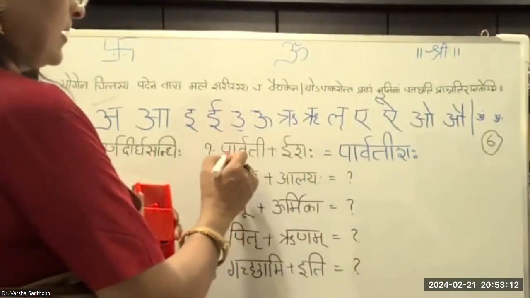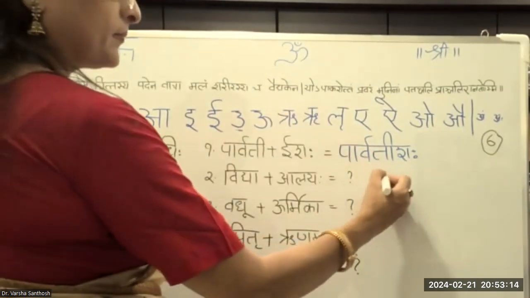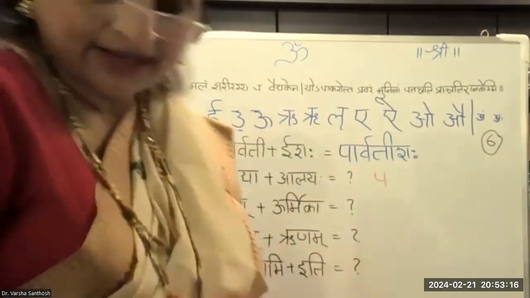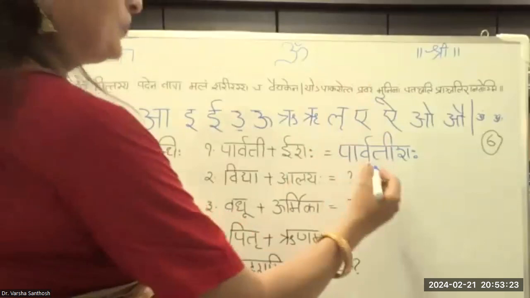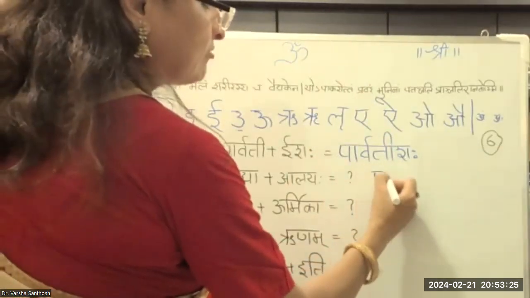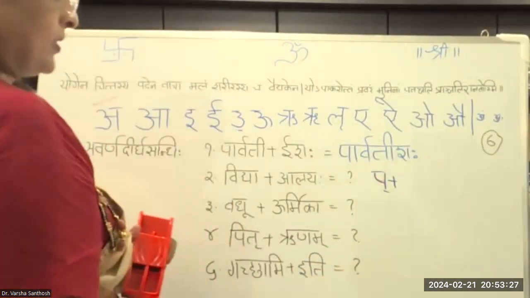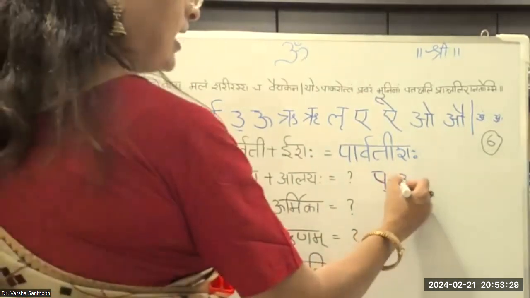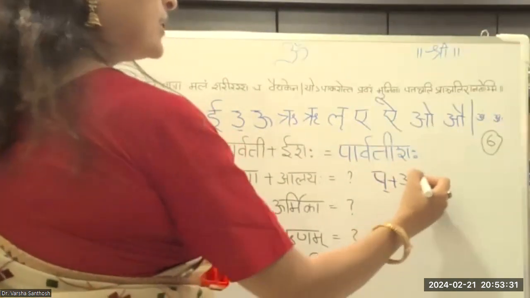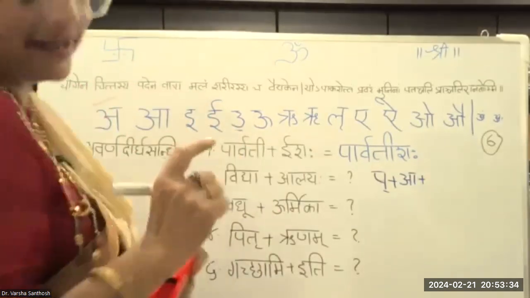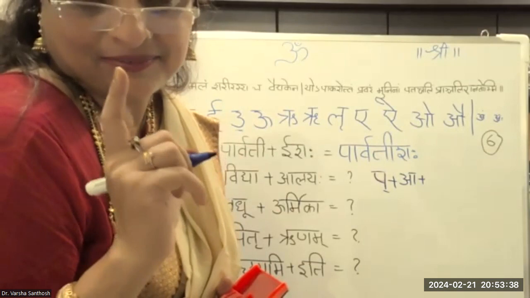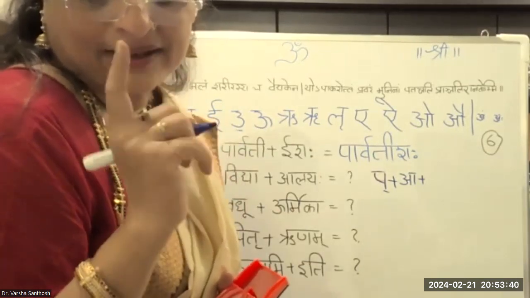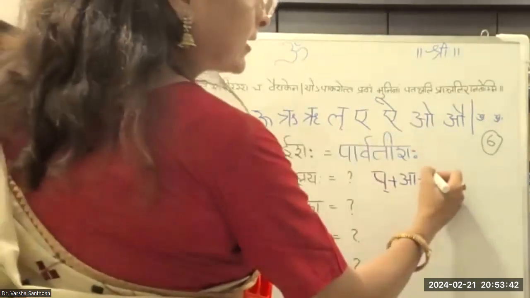Now, Parvati. This pen won't be visible, I have to use a dark color pen. Parvati will have Pa plus what? P plus A. After Pa, what is the alphabet? R. Par. After Pa, R is the letter. Is it R? Par?